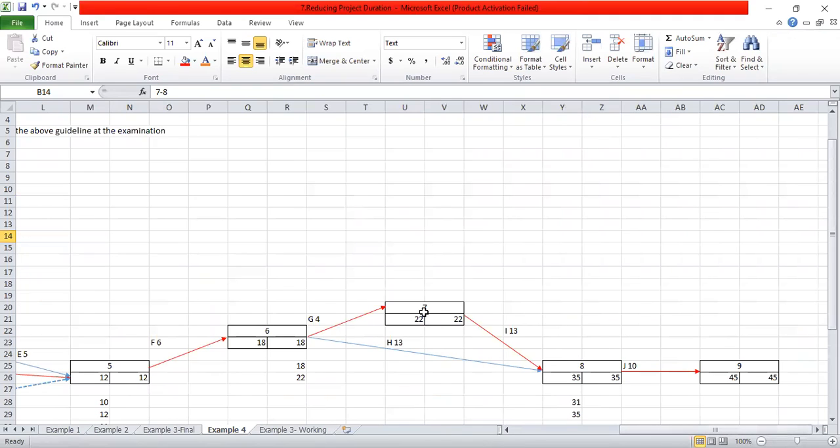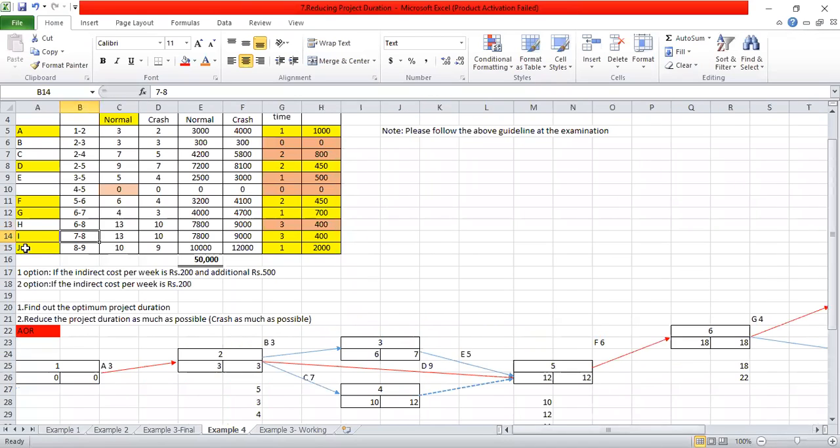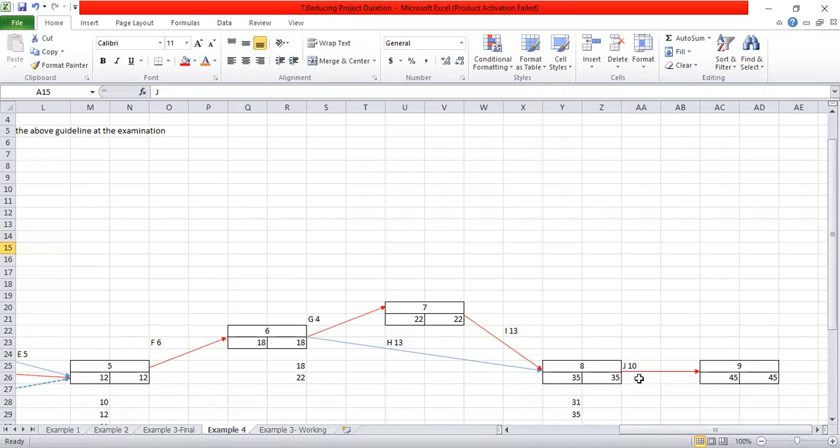For the 7th node, I have already drawn the 8 node, so you can draw another arrow. So 7 and 8, the I activity, 30. For the J activity, 8 and 9, the normal time is 10, right? This is the way that you have to draw your project network. Once you have completed drawing this project network, please tell me.